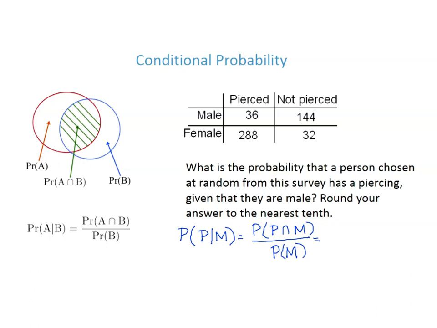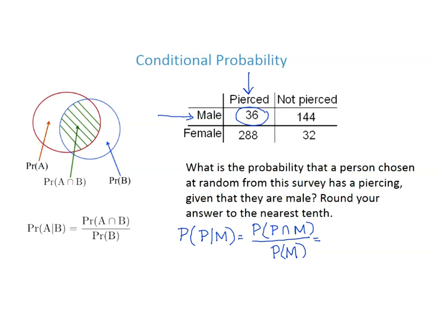So let's figure that out. Well, the probability of the intersection is actually really easy to find here because it's the intersection of the row with that column. So pierced is this column, and male is this row, and they intersect right here. So that's my intersection. But notice that I don't have it as a probability. I have the raw number. So that's going to be 36 out of the total number of people surveyed.